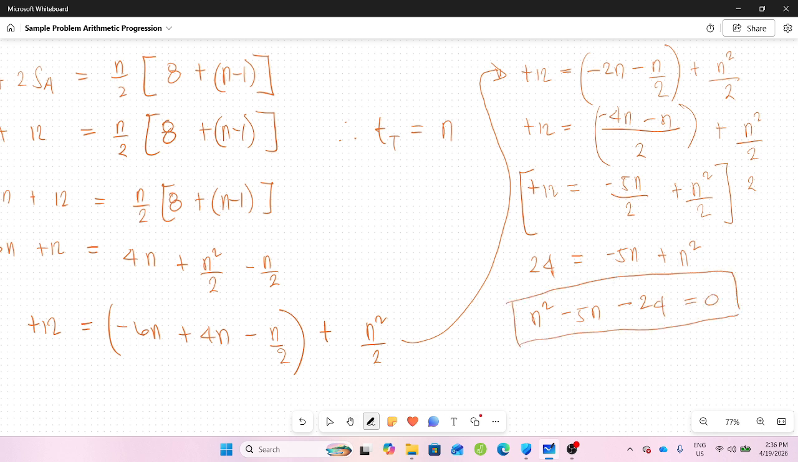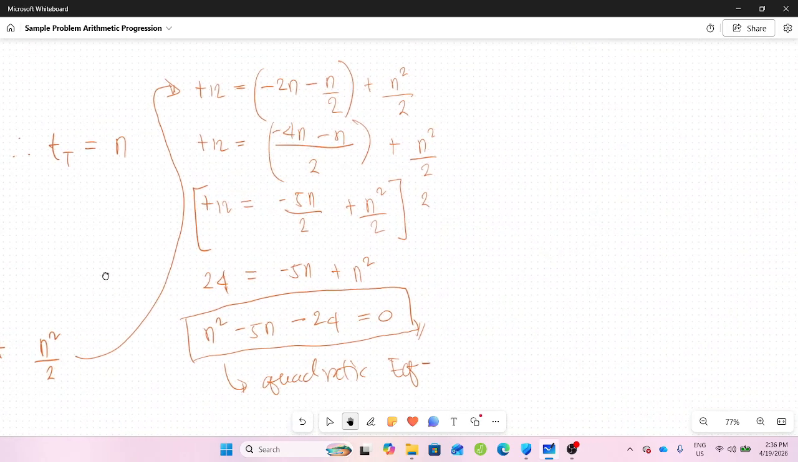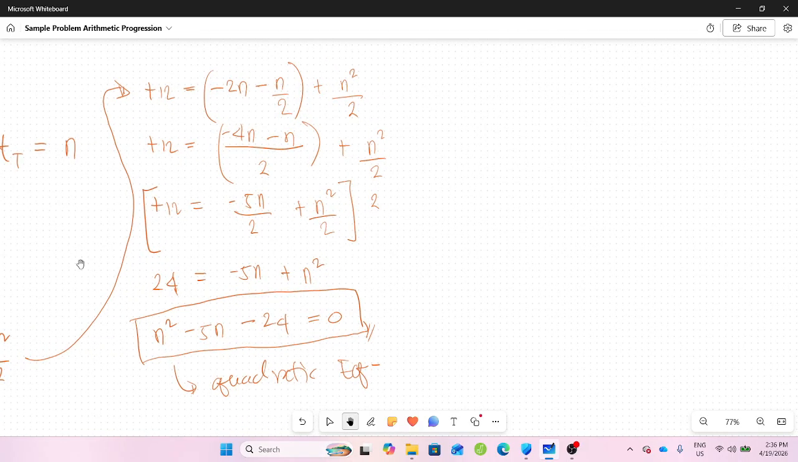Notice that this is actually a quadratic equation. So this can be solved using the quadratic formula. To solve for the value of n, you could use the quadratic formula, or I could just simply use factorization to do this one. So we're going to look for two numbers where once we multiply, we get negative 24, and once we add, we get negative 5.